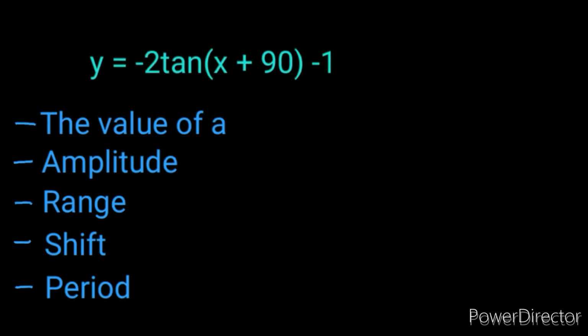Alright, this time we're given a tan graph. So they ask you for the value of A. So what is the value of A? Well, the value of A, we can see it is -2. So A is equal to -2. What about the amplitude? Even though we've got the value of A, the amplitude of a tan graph is undefined.